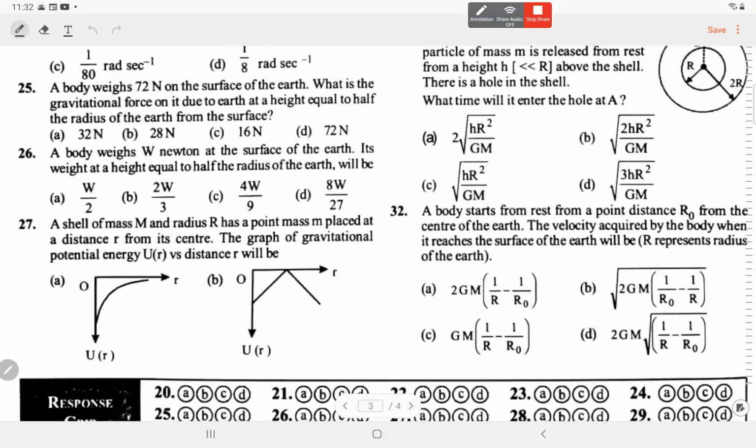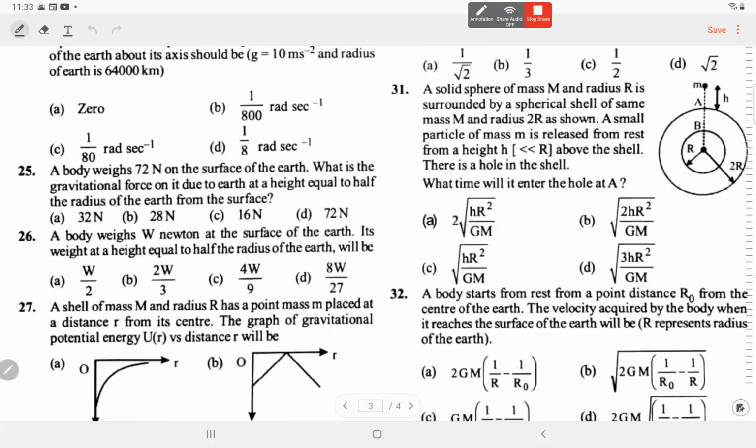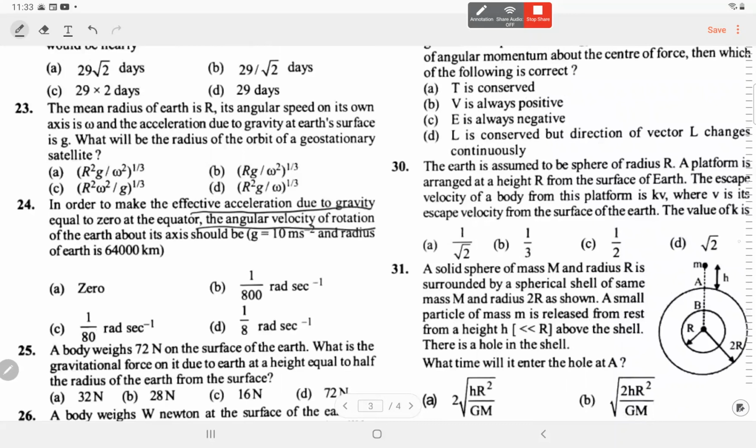In order to make the effective acceleration due to gravity zero, the angular velocity of rotation: it is asking for omega. Omega is root of g by R. Very nice.